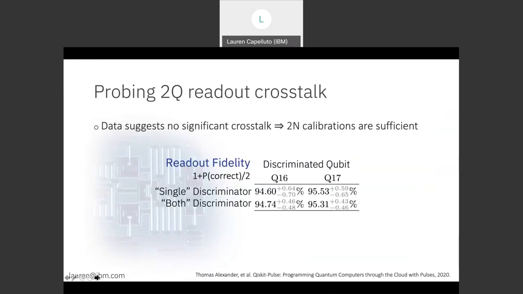As it turns out, the discriminator taking into account all of the data did not perform any better than the other one. This is good news. It suggests that there's no significant crosstalk between these 2 qubits. And although we can't make a claim about the entire device based on only 2 qubits, it's still evidence that we may be able to do a linear number of calibrations.